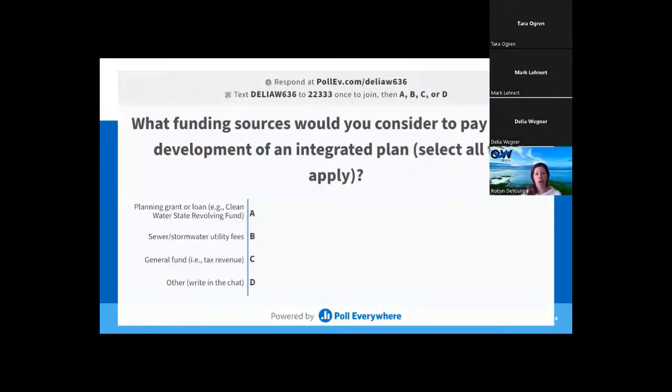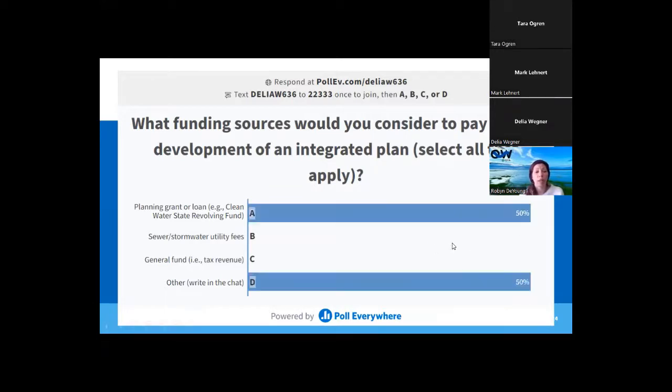All right, well, here we go. Now you get to answer it in a poll question. What do you think is feasible is what we want to know. Do you think creating a stormwater or sewer utility fee? Maybe you're going to use your general fund through tax revenue. Or you're going to look for a loan or a grant, and that could be just general.